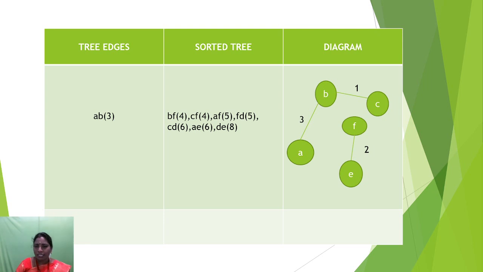I think you are all clear about it. I just connect AB with the weightage value of 3. I go for next session. I think you are all clear about it. You can easily answer it.